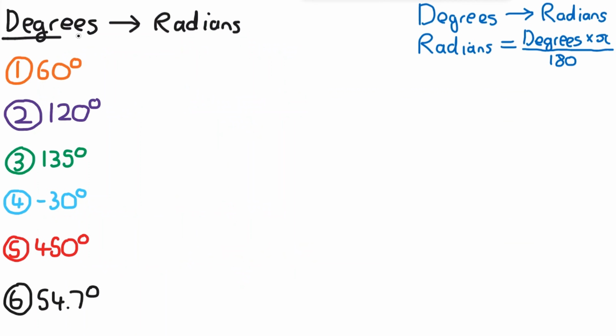So here's some examples of going from degrees to radians like this. So let's start with 60 degrees.